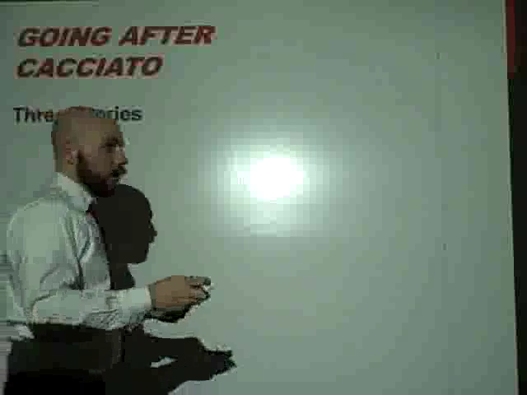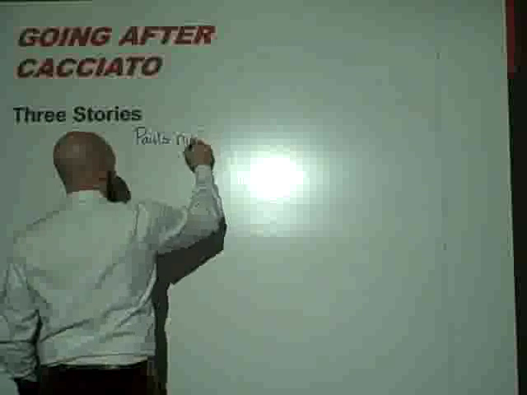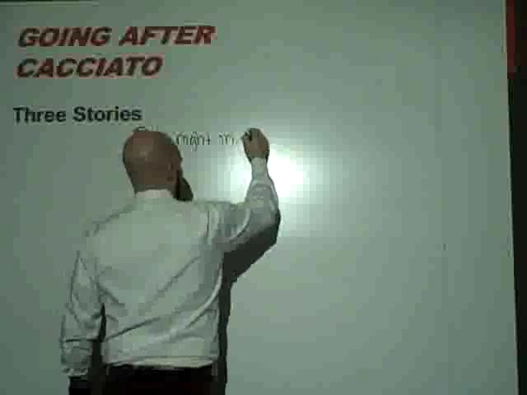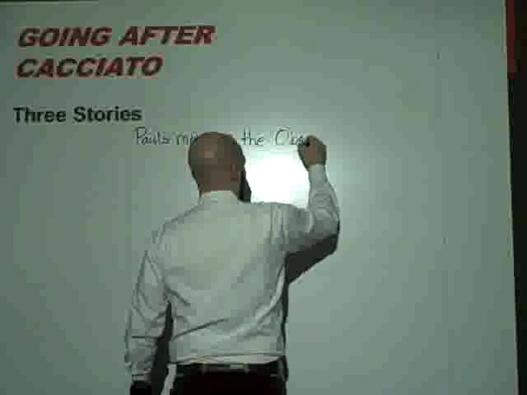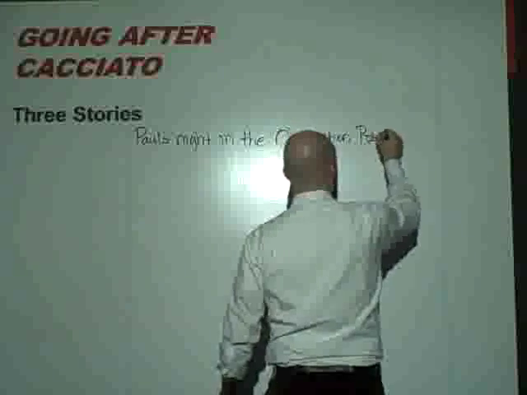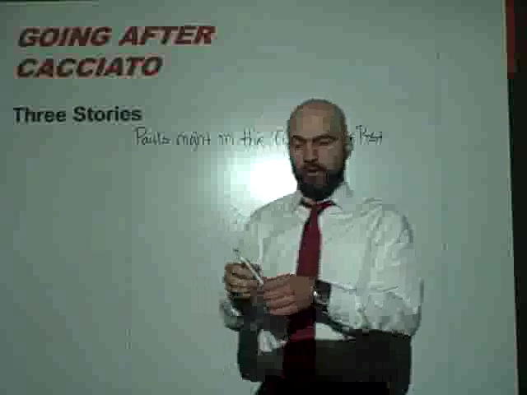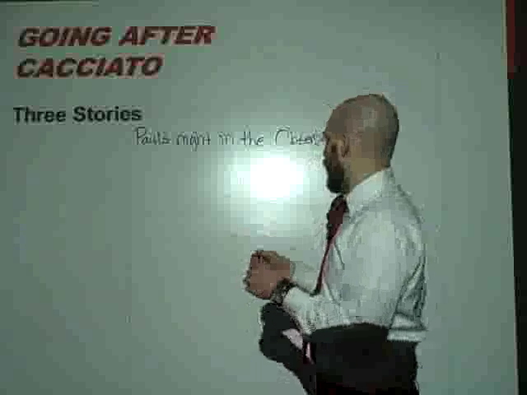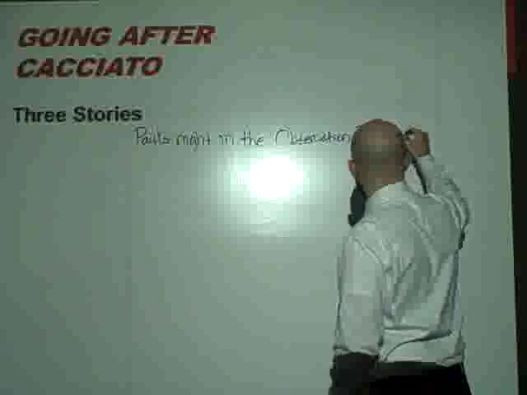In Going After Cacciato, talking about our nonlinear narratives now, we actually have 3 stories that Paul Berlin is telling us. There is Paul's night in the observation post, and that is our top level narrative. That is the present time in our story.